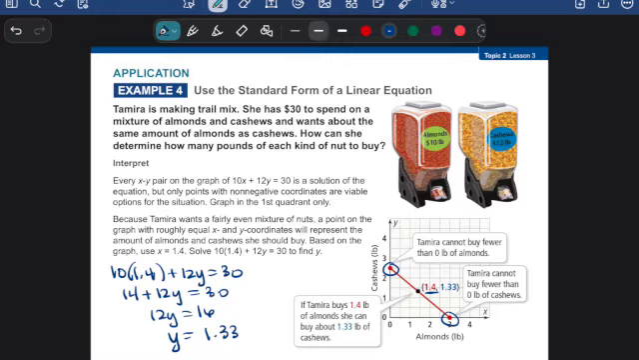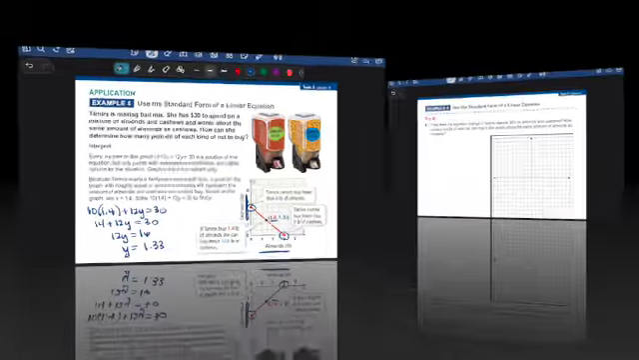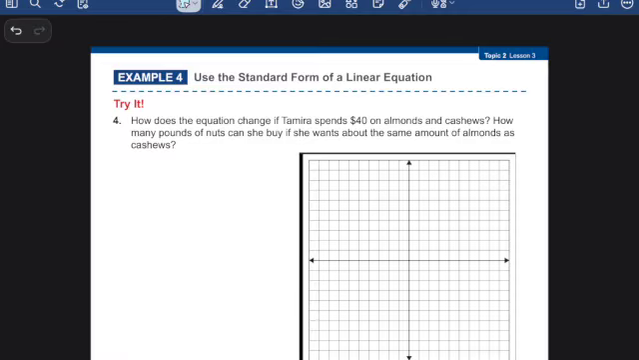So remember, the x value was how many pounds of almonds, and the y value was pounds of cashews. Those are pretty close, so she can buy about 1.4 of each. Try it number 4. How does the equation change if Tamira spends $40 on almonds and cashews?